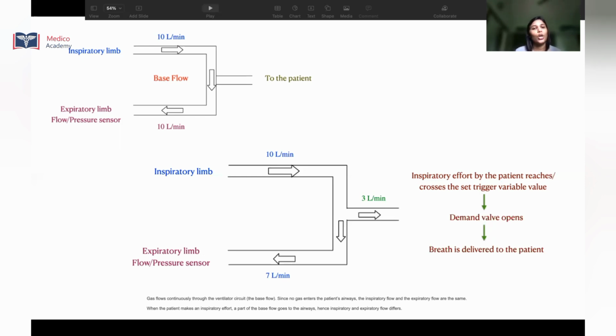So that is the concept of trigger. A drop in flow or a drop in pressure because of the inspiratory effort of the patient is sensed by the ventilator, and then the valve opens and delivers a complete mechanical breath to the patient, or even a supported breath. So that is the concept of trigger.